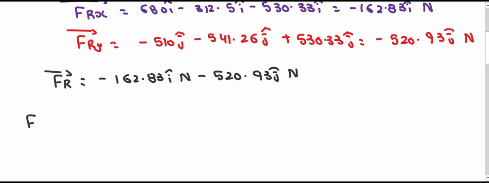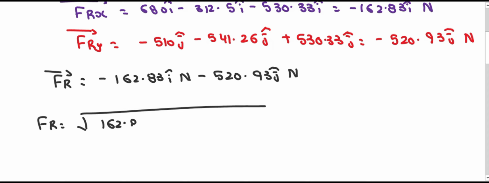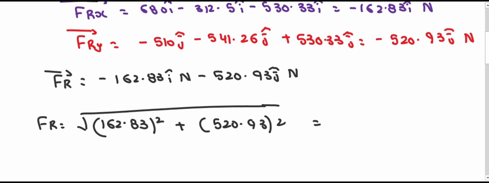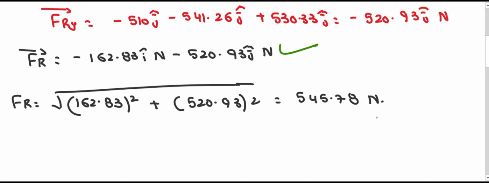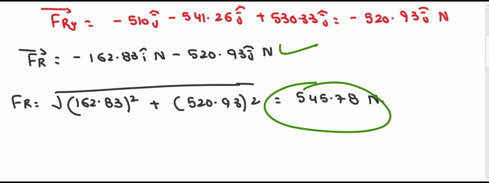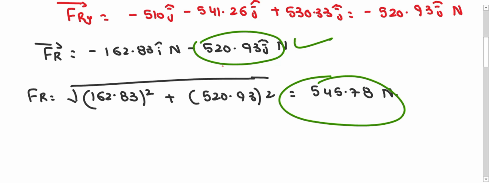Now what about its magnitude? The magnitude of Fr is written as the square root of 162.83 squared plus 520.93 squared. So grab the calculator, put the values into it and solve for the magnitude of Fr. So the magnitude of Fr is 545.78 Newton. This is the Cartesian form of the resultant vector and this is the magnitude of the resultant vector. Now let's find the direction of the resultant vector, and for that we draw a diagram.